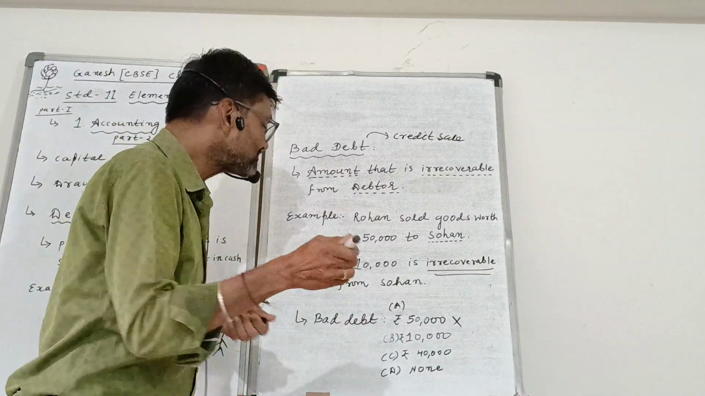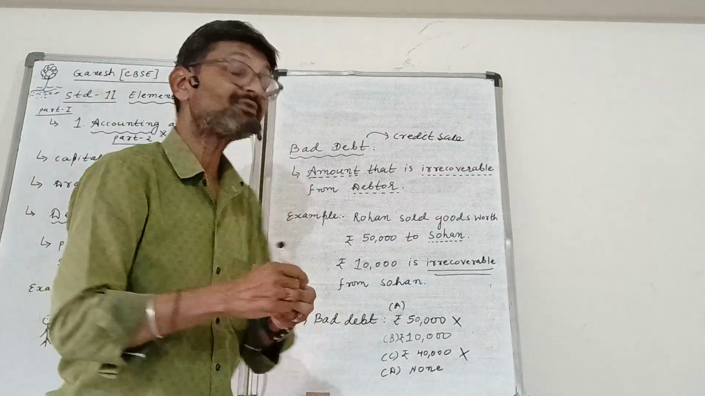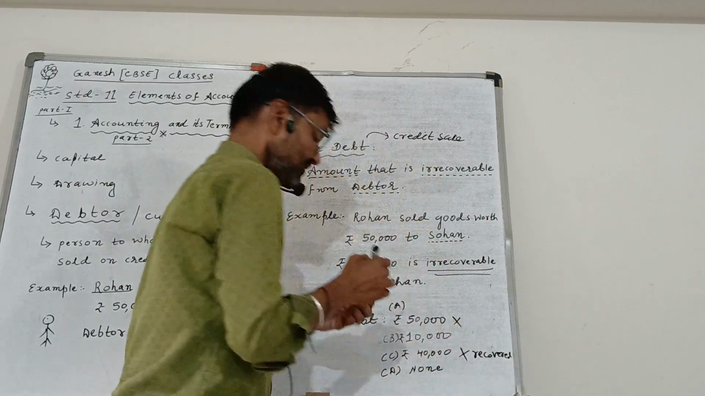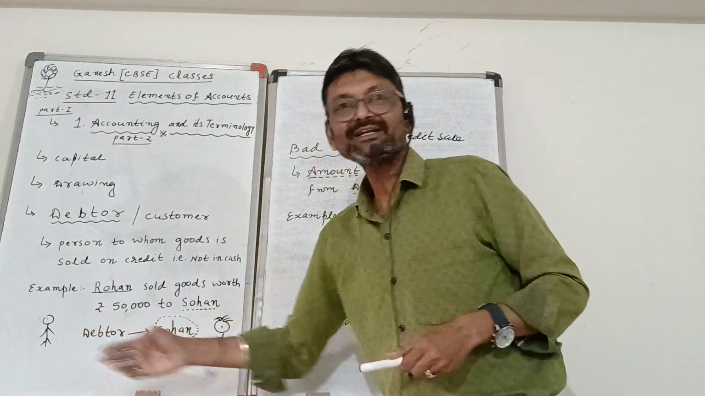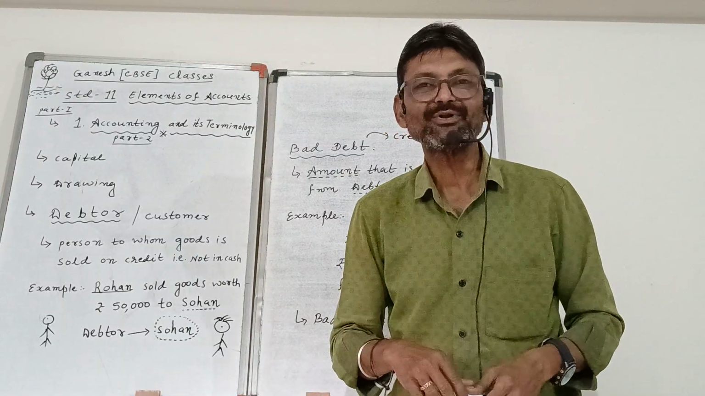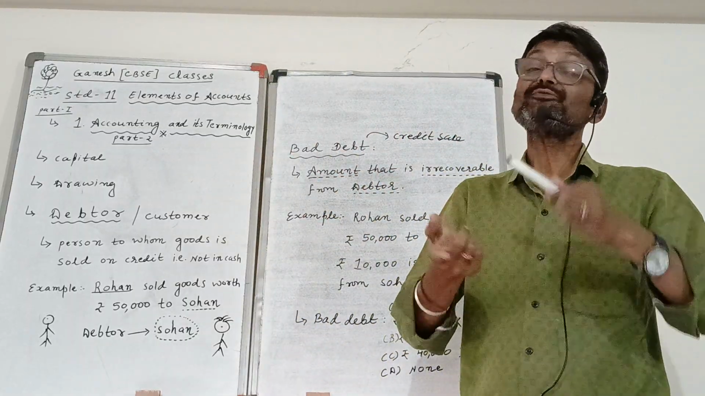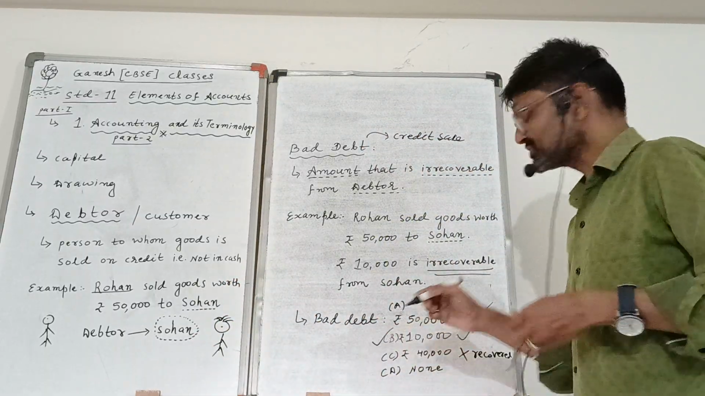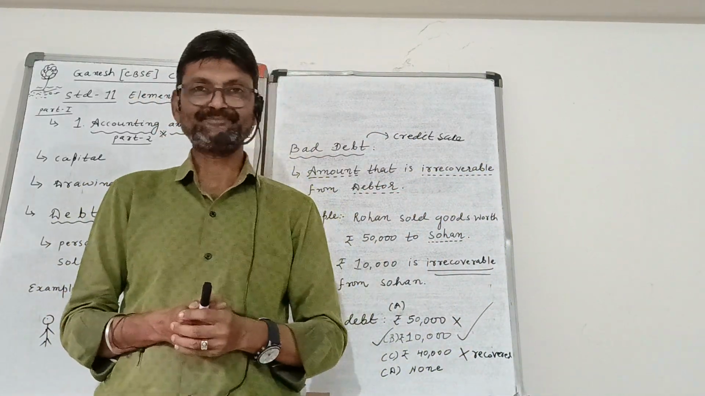Let us see the other options. 40,000 will also not come, because 40,000 we have recovered. Recovered means we have already received that money. So thank God, out of 50,000, the trader Rohan has received 40,000. But now 10,000 is not available. That is not recoverable. So the 10,000, the amount which is irrecoverable from the debtor, in our case Sohan, will be the correct answer. So option B is correct. Our bad debt in our example is rupees 10,000.